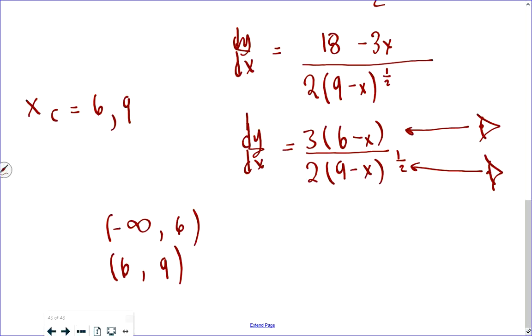Is there another interval? 9 to infinity? No, because the domain, and I sucked you into that, because the domain is x less than or equal to 9. And you would find, if you put 9 to infinity here, everybody, you'd start filling in blanks and going, wait a minute, what the heck is going on here? It wouldn't make sense because you'd have square roots of negatives.